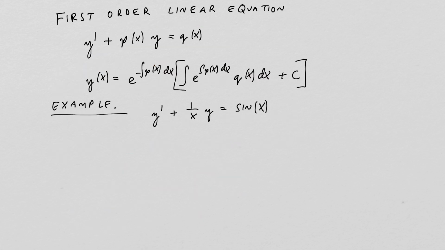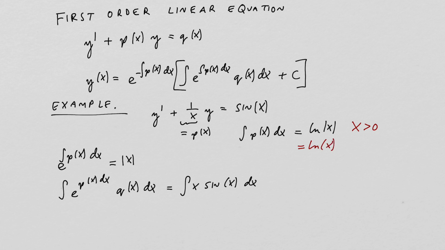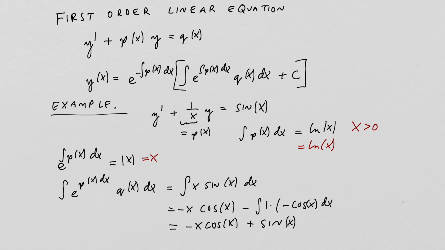Let's try to solve this equation. We can find the function p and calculate its integral function. Then we find the exponential of the integral function of p. Let's now assume that x is larger than 0, so that we can just forget these absolute values from here. And then we get some integral that we can integrate. This integral we can calculate by using integration by parts.